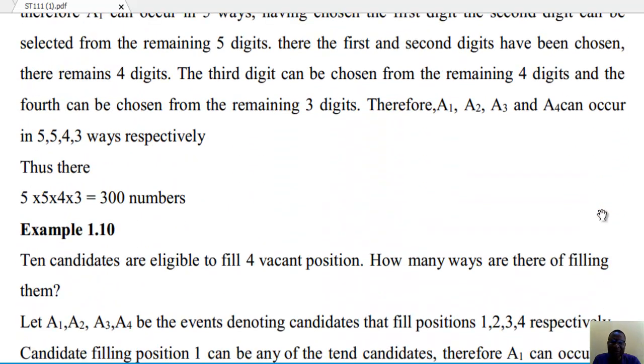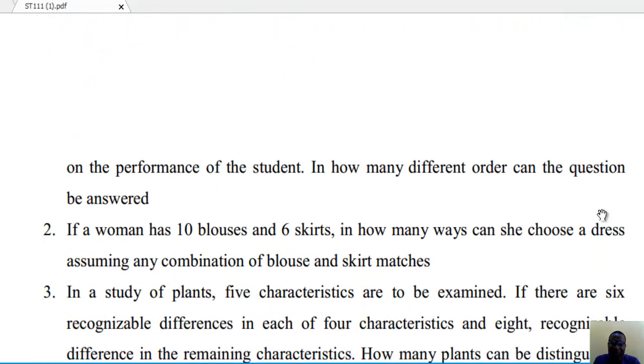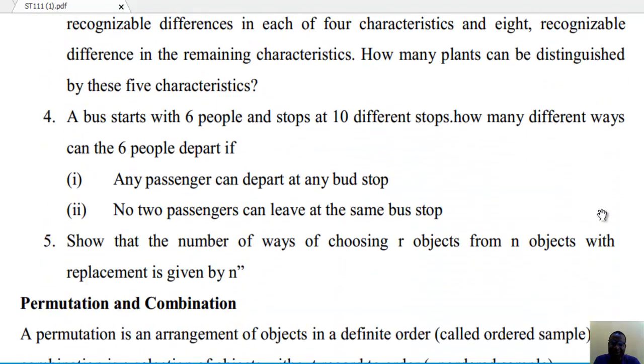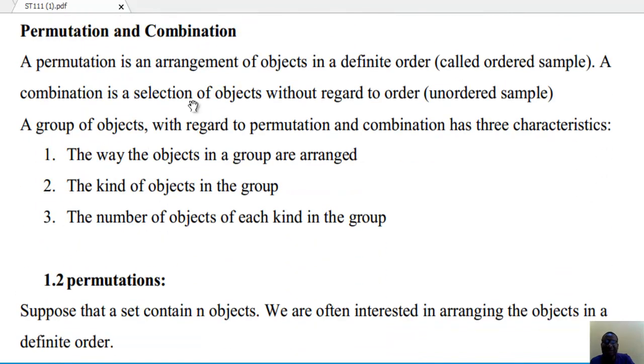Now I'm taking you to what I call permutation. That's the next thing we are going to do: permutation and combination. That's this topic. Under this topic, we are going to differentiate between permutation and combination, and we are going to see how they got the formula for permutation and combination.